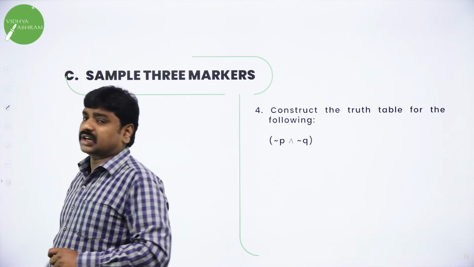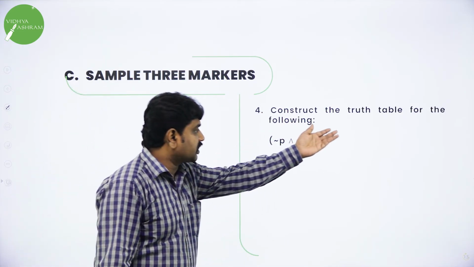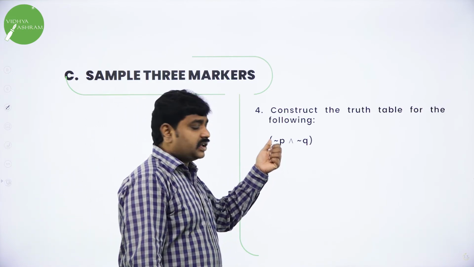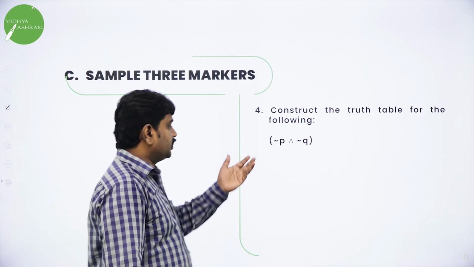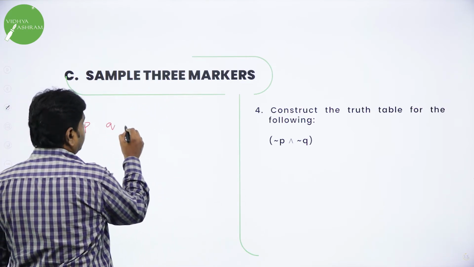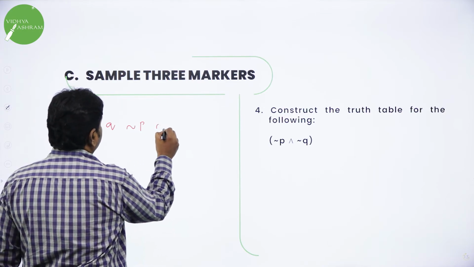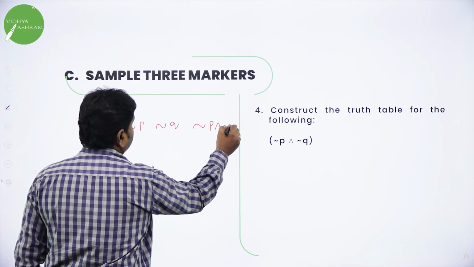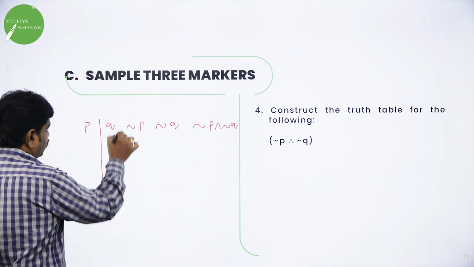That's it. Now these are the types of questions, and the other simple questions we learned in the past classes, construction of truth table. So they want you to construct a truth table for the following. This is also a standard 3 marker. You see the components negation P and negation Q. They want the truth table. So how to construct a truth table? P you take, Q you take, then negation P you take, negation Q you take, then write negation P and negation Q. So now construct the truth table.